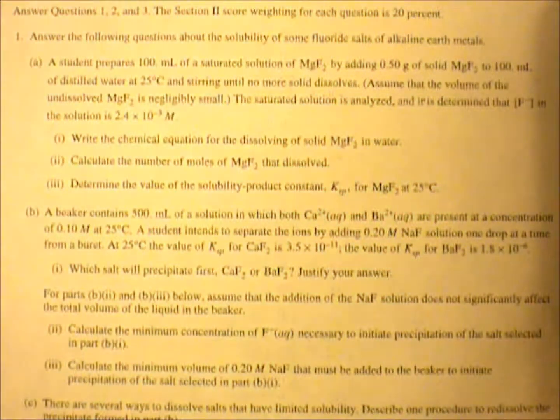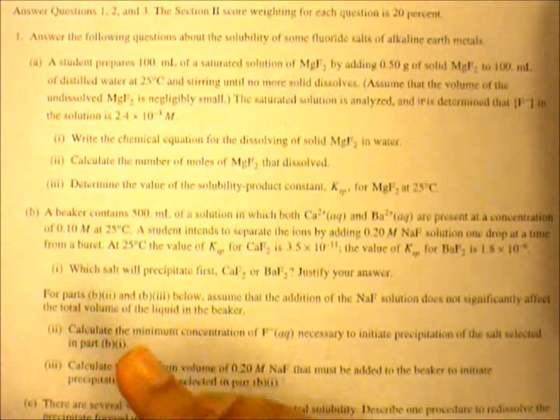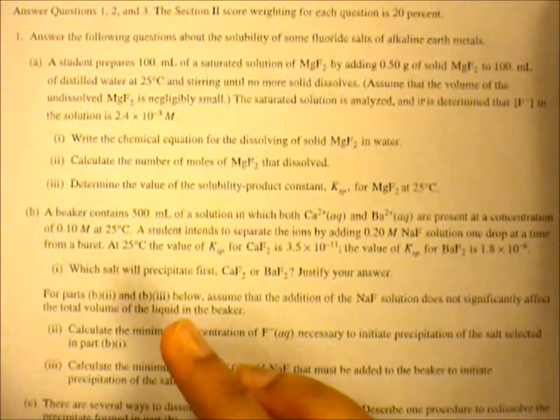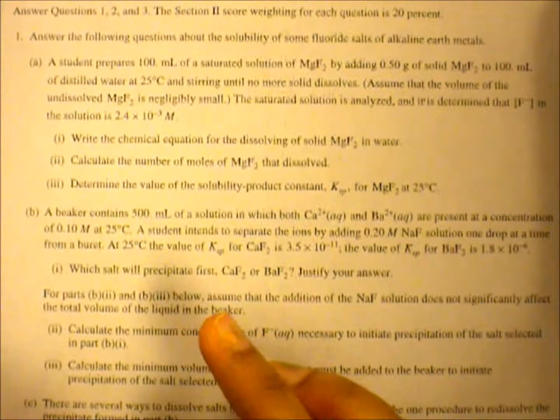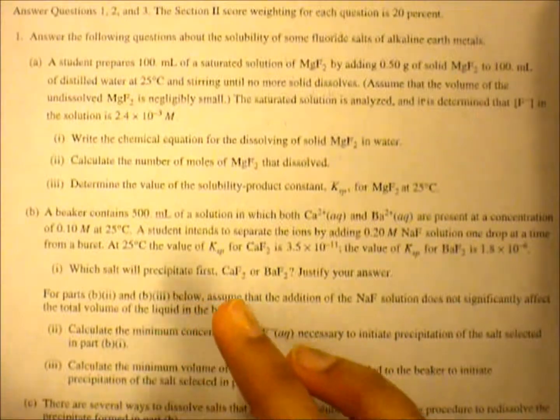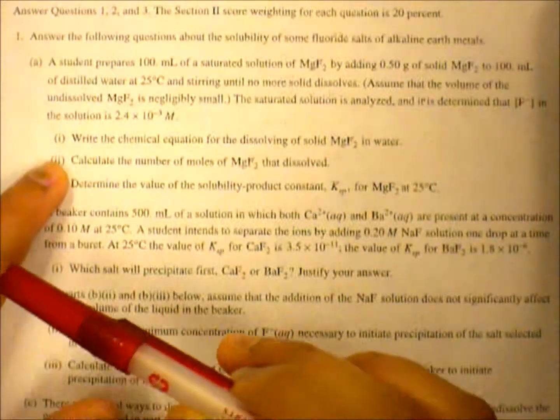Question number 1. A student prepares 100 milliliters of a saturated solution of MgF2 by adding 0.5 grams of solid MgF2 to 100 milliliters of distilled water at 25 degrees Celsius and stirring until no more solid dissolves. Assume that the volume of the undissolved MgF2 is negligibly small. The saturated solution is analyzed and it is determined that the F- concentration in the solution is 2.4 times 10 to the negative third molarity.